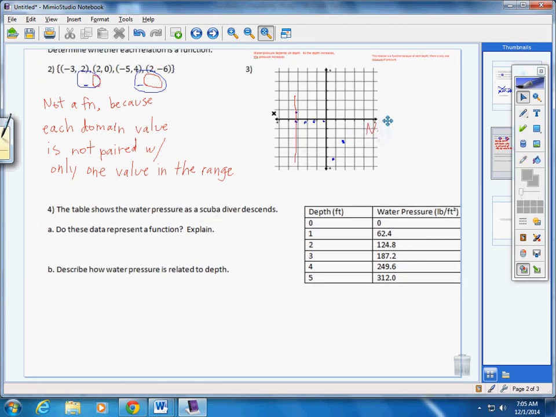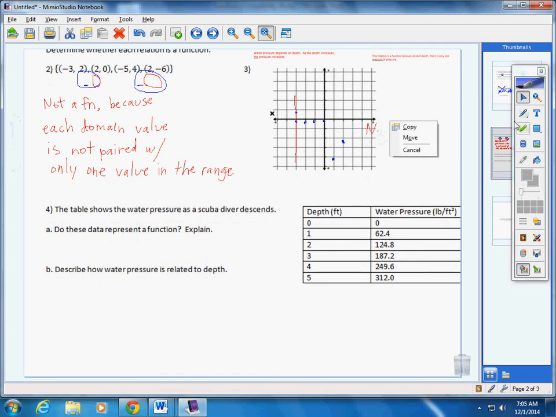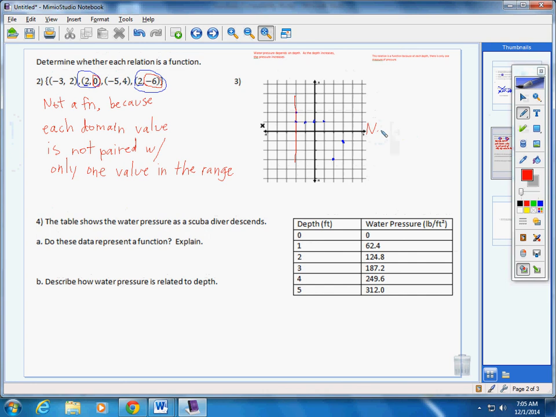Okay? Not a function. Sorry about that. Not a function. Why not, people? All you have to say is because it did not pass the vertical line test. Because our relation doesn't pass the vertical line test.